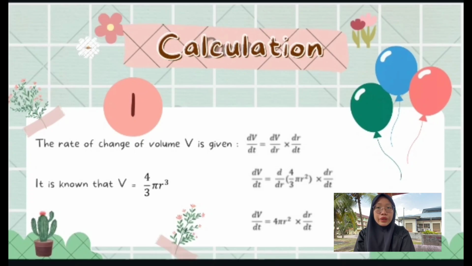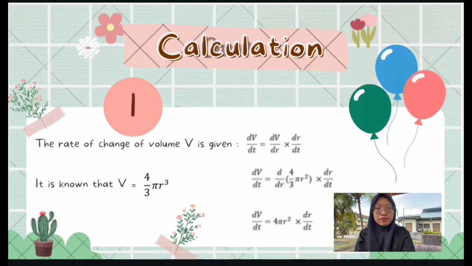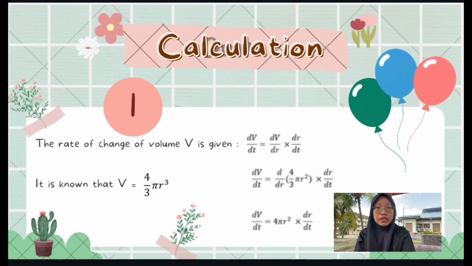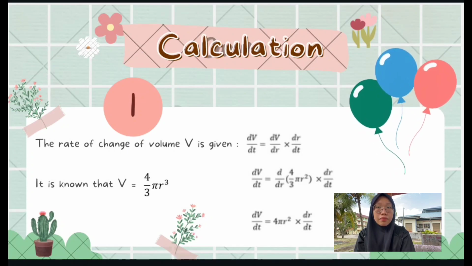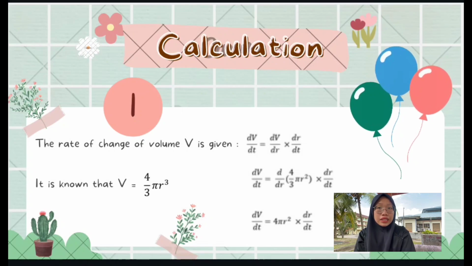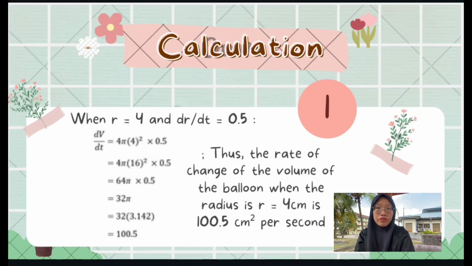So, as we know that the formula of volume for a sphere is 4/3 pi r cubed, we need to differentiate the formula and it will become 4 pi r squared. So, our equation for this calculation is dV over dt equal to dV over dr multiplied with dr over dt. So, we know that r is equal to 4 and dr over dt is equal to 0.5. Then, we just need to put the values in this question.